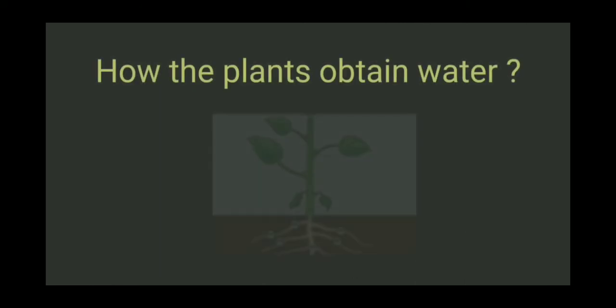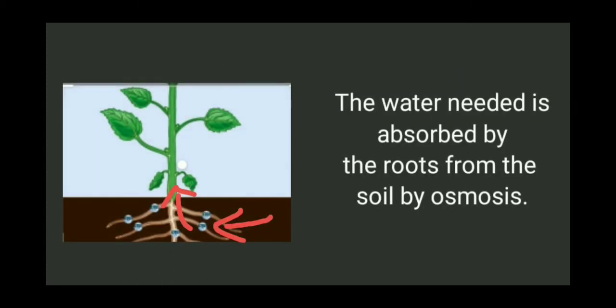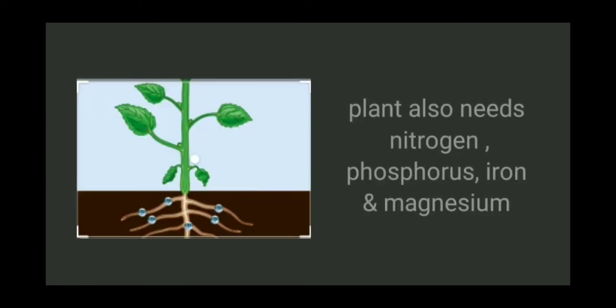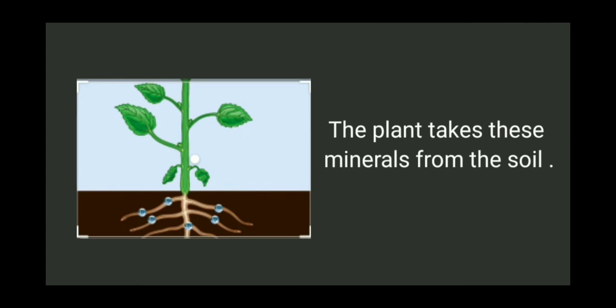Now the next part is how the plant obtains the water which is needed for photosynthesis. The water required by the plant for photosynthesis is absorbed by the root of the plant from the soil by the process of osmosis. The water which is absorbed by the root of the plant is transported upward by the xylem and then it reaches the leaves. Not just water and carbon dioxide, but the plant also needs some other raw materials like nitrogen, phosphorus, iron and magnesium. These are also obtained from the soil.